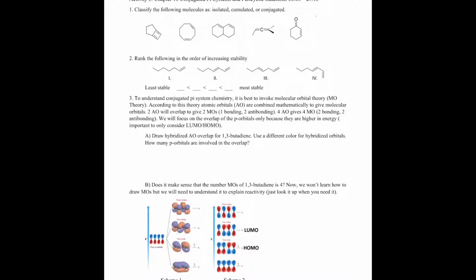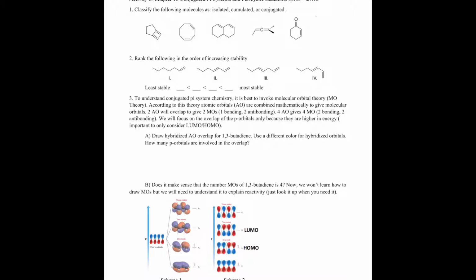So isolated is if there's more than one single bond in between two double bonds. Cumulative is that there is no single bond in between two double bonds, and conjugated is if there's only one bond in between the two double bonds. So using that knowledge, we're going to look at our first one.